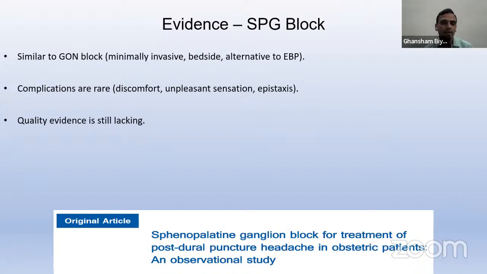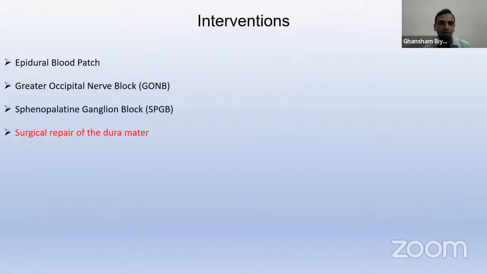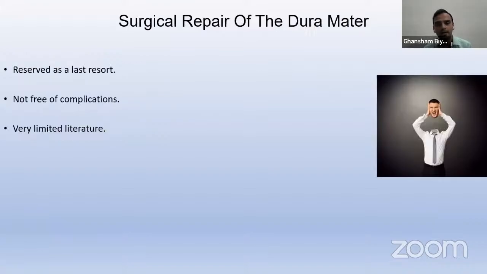But the problem is we do not have quality evidence to suggest whether epidural blood patch should be the gold standard over these procedures, and whether greater occipital nerve block compared to sphenopalatine ganglion block, which one is superior. There is not much literature, so we need to look into further trials to see what comes out. The last one is the surgical repair of the dura mater.